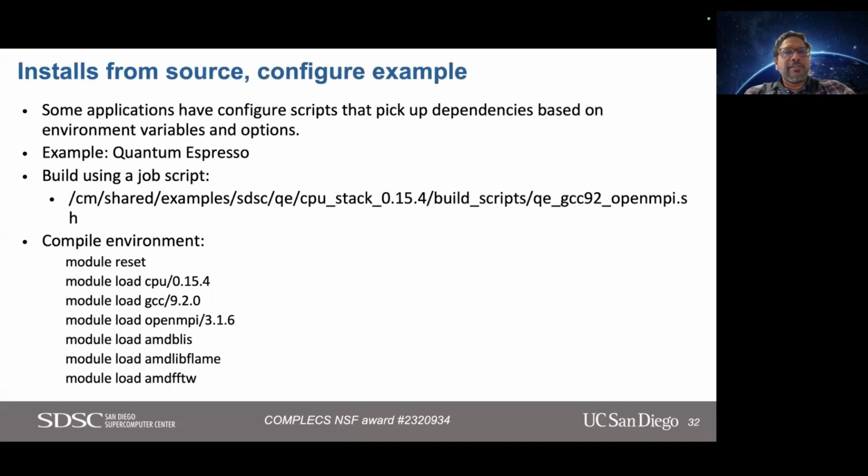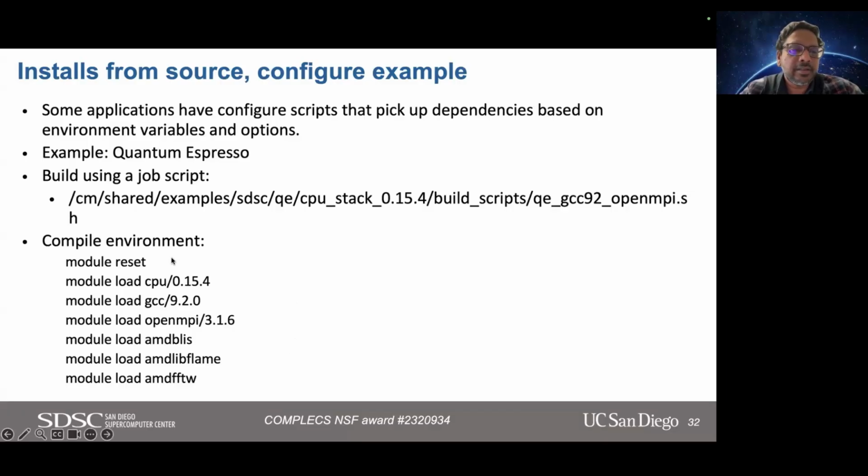But sometimes you have to build everything from scratch. So the first thing is, if you have source code and you want to build a package, some applications will have configure scripts that will just pick up dependencies based on what environment variables are set and what's in your default path. So one such example is the Quantum ESPRESSO quantum chemistry code. All it needs is an MPI and the LAPACK, BLAS, and FFTW libraries.